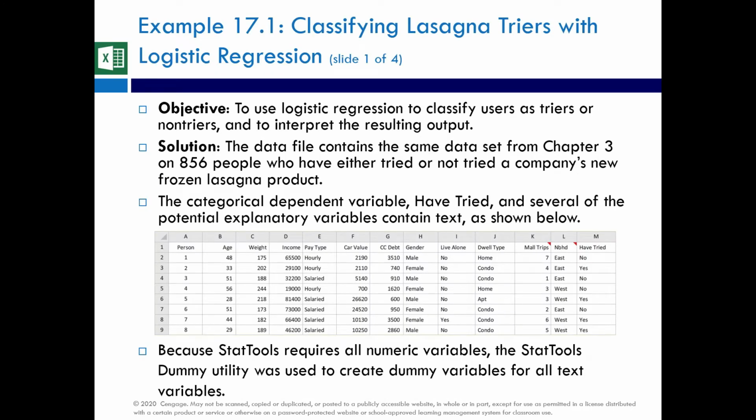Classifying lasagna triers. Objective: to use logistic regression to classify users as triers or non-triers and to interpret the resulting output. Solution: the data file contains the data set from Chapter 3 of 856 people who have or have not tried a new company's frozen lasagna. The categorical dependent variable is have tried, and several of the potential explanatory variables contain text as shown below. Because StatTools requires all numerical values, the StatTools dummy utility was used to create dummy variables for all text variables.